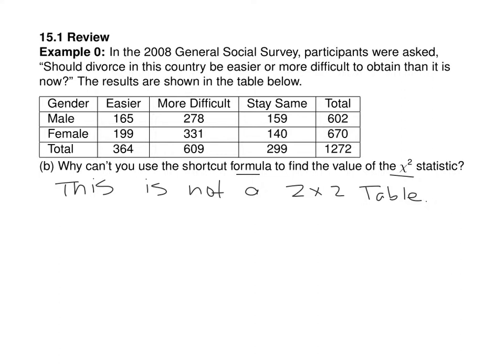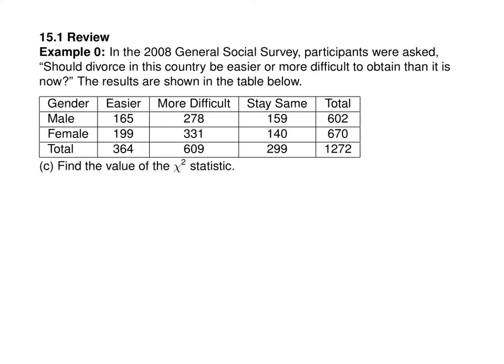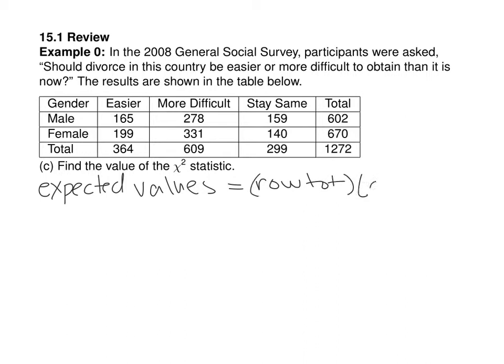So you're going to have to calculate expected values and all that junk. I know it's tedious, but just so you know when you have to do it. So find the value of the chi-square statistic. First we need to find our expected values. And remember the formula for that is row total times column total divided by the total, or total n.